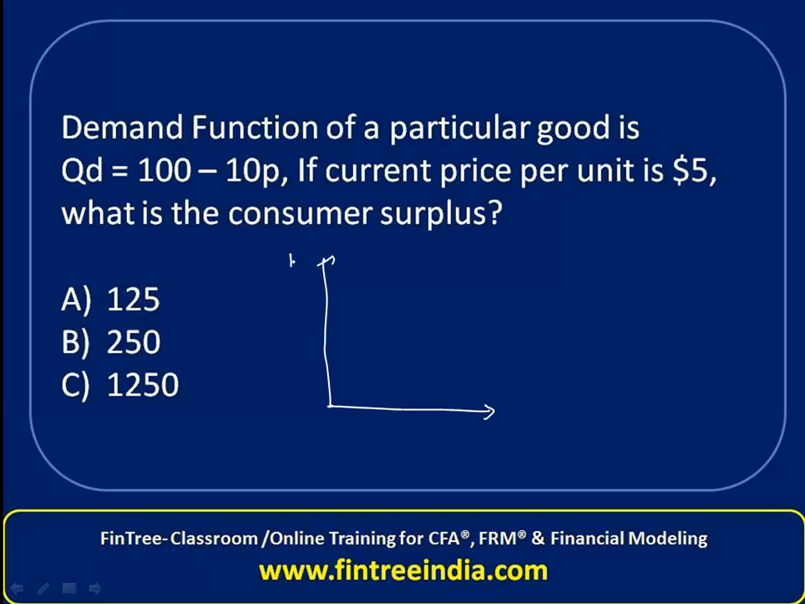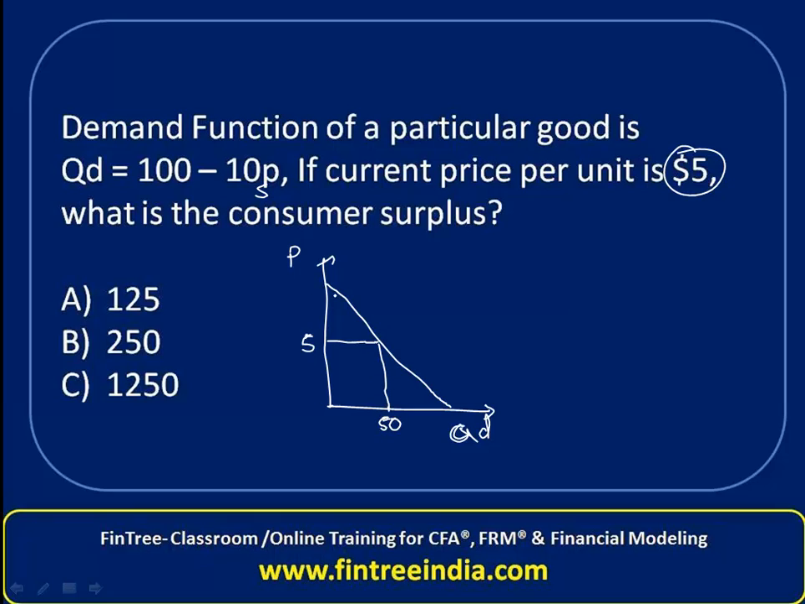So let us say this is price on the y-axis and quantity demanded on the x-axis. Let us say this is our downward sloping demand curve. Now if the current price is 5, so if I plot 5 here, then the quantity demanded at this price, let us substitute 5 in the equation, making this 10 times 5, which is 50. 100 minus 50 would give us 50. So this is the quantity demanded.